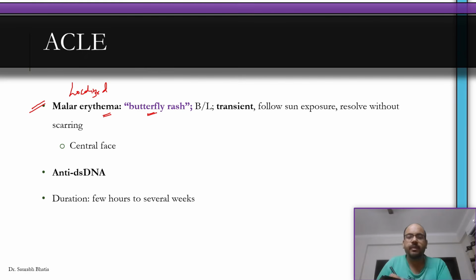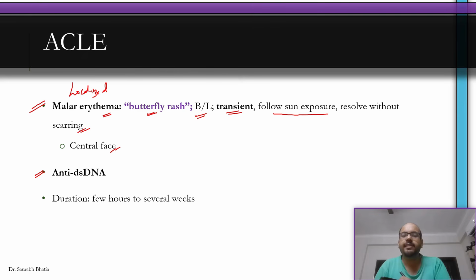Now, this butterfly rash is bilateral and involves both sides of the face. It is transient, which means it resolves without scarring. It follows sun exposure, and it improves without leaving any sequelae. There may be mild pigmentary issues, like post-inflammatory changes of pigmentation, but mostly it resolves without scarring. It involves the central face, the muzzle area, the butterfly area.